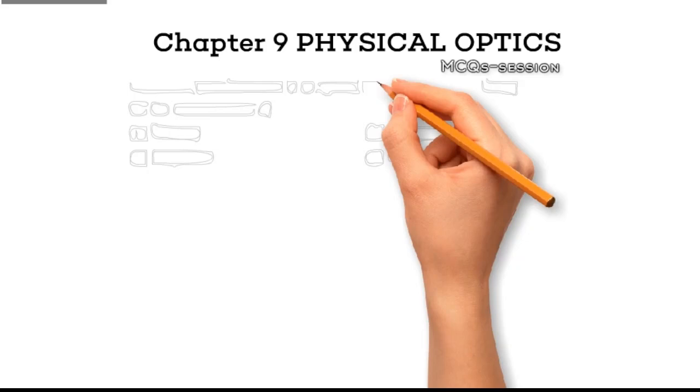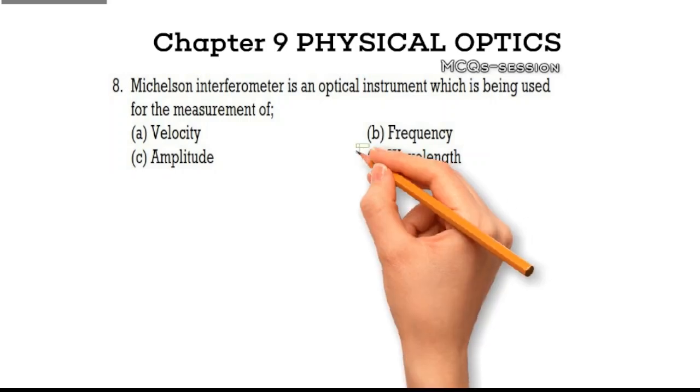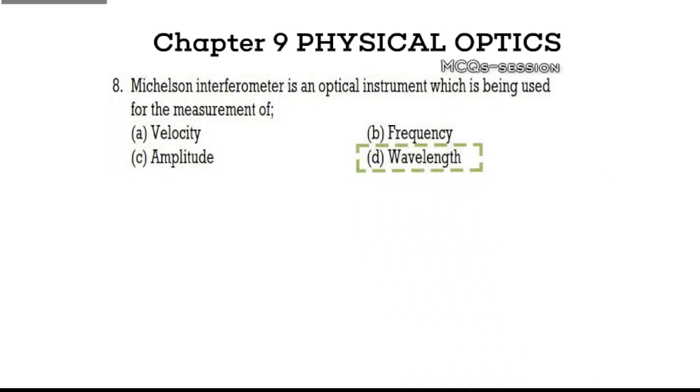Question 8. Michelson interferometer is an optical instrument which is being used for the measurement of A. Velocity, B. Frequency, C. Amplitude, D. Wavelength. Correct answer, D. Wavelength. Explanation. The Michelson interferometer measures light wavelength by observing changes in interference patterns when mirrors are adjusted.